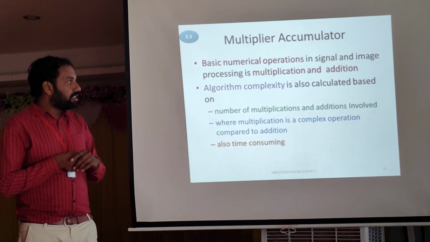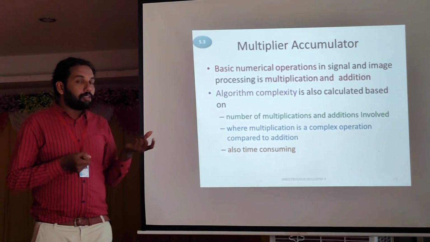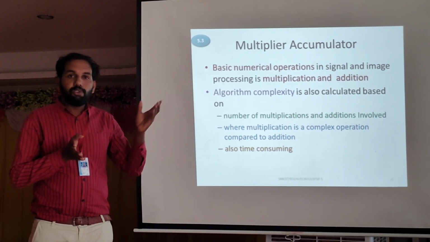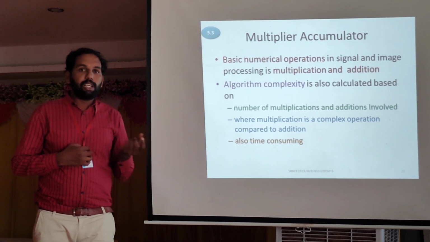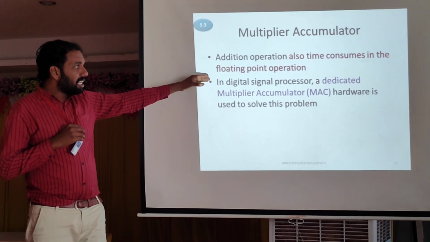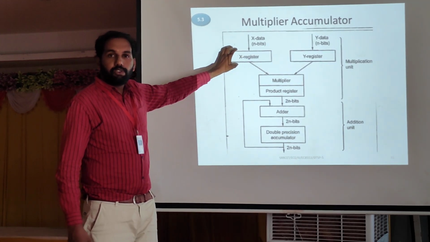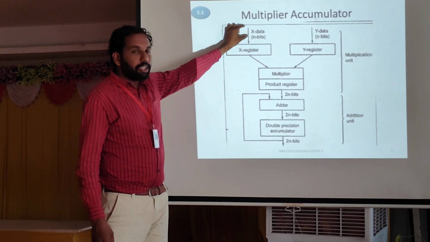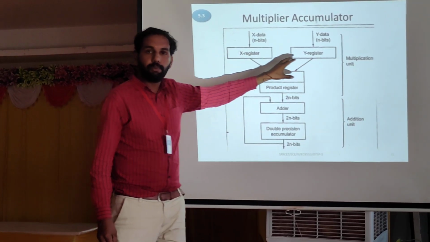Next, algorithm complexity is one of the main advantages. This will be clarified by using the multiply accumulator technique. In the multiply accumulator, two types of numbers are used to multiply and accumulate. Next, there are an X register and a Y register. In the X register, we are giving 4 bits of data, and in the Y register we are also giving 4 bits of data.